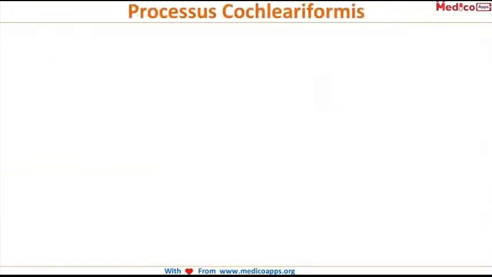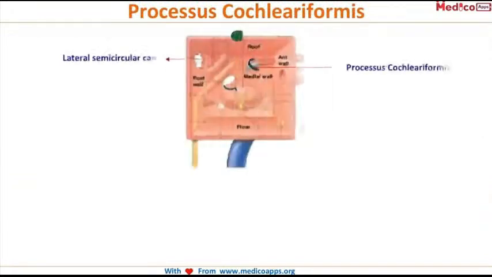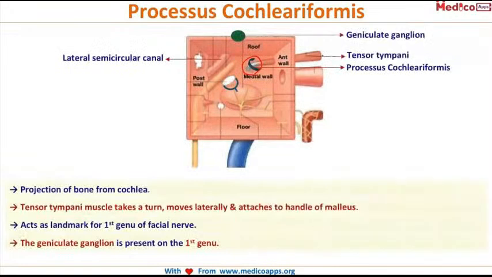The next important structure is the processus cochleariformis. So here is your processus cochleariformis, and it is a projection of bone from the cochlea. The tensor tympani muscle takes a turn and moves laterally and attaches to the mandible. This is the tensor tympani muscle taking a turn over here, and it will go and attach to the handle of the mandible.